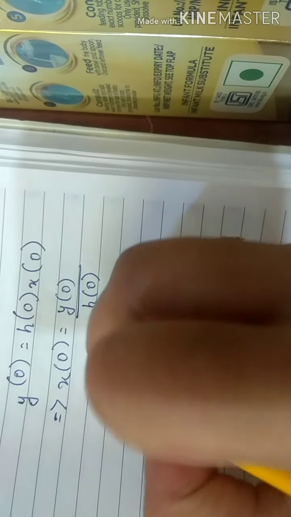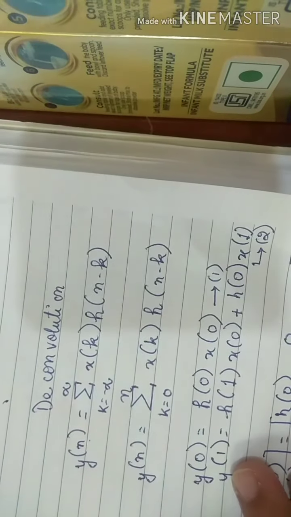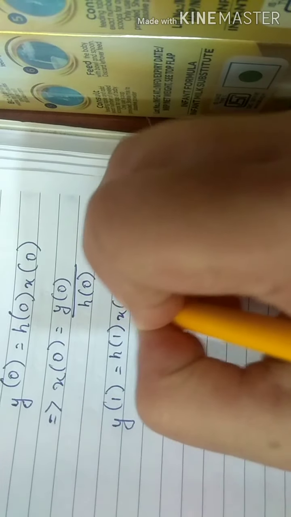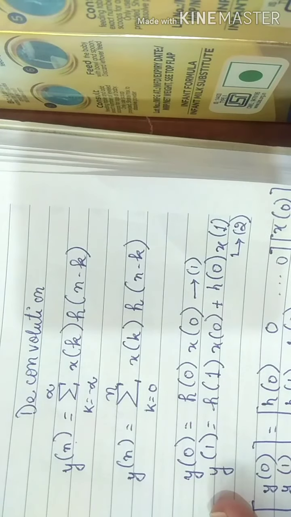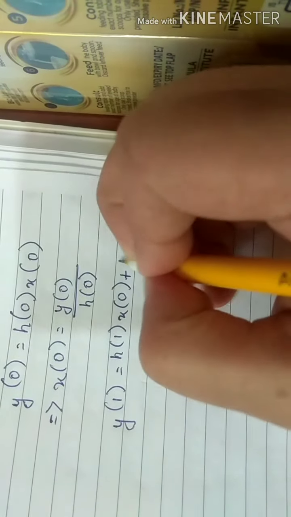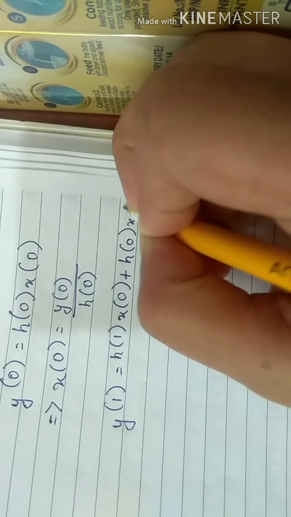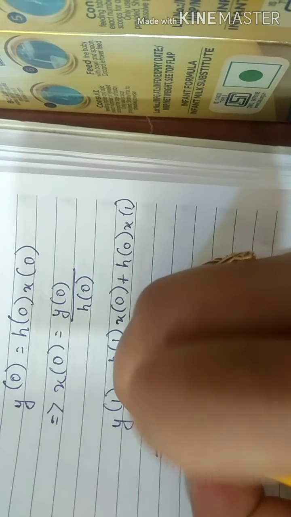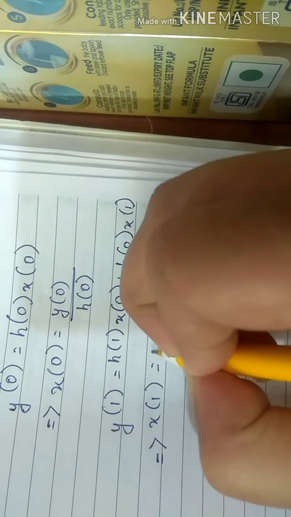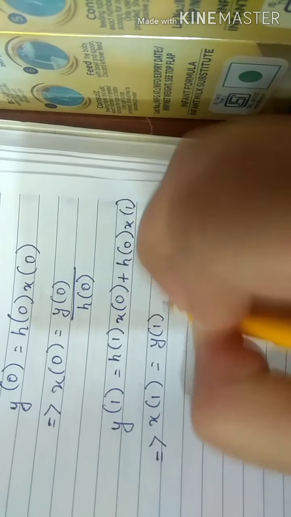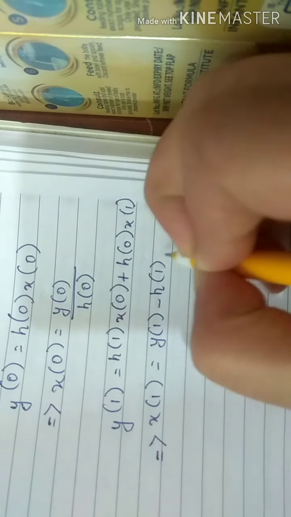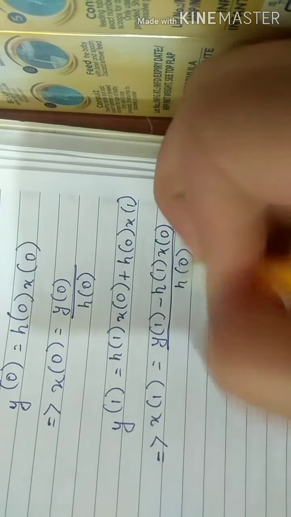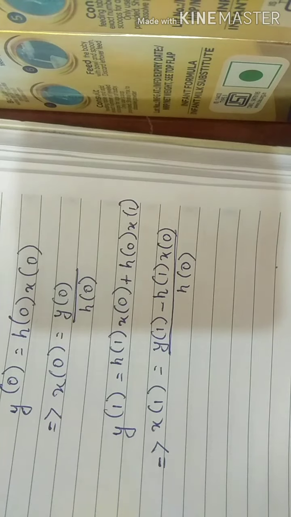Similarly, from equation 2, y[1] is equal to h[1] x[0] plus h[0] into x[1]. So if we have to find out the input x[1], this will be y[1] minus h[1] x[0], divided by h[0], and so on and so forth.